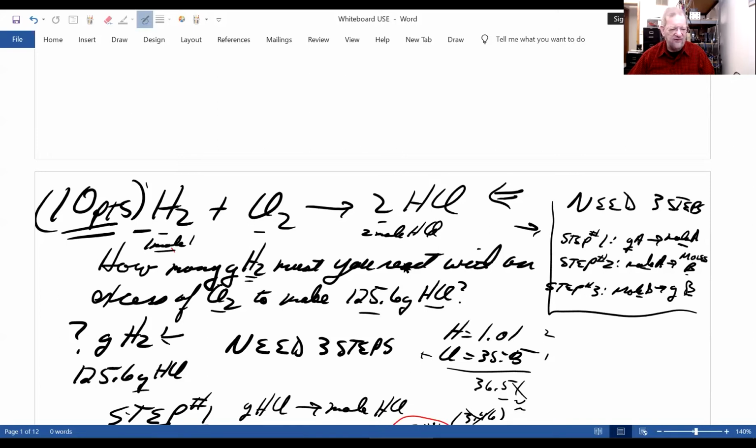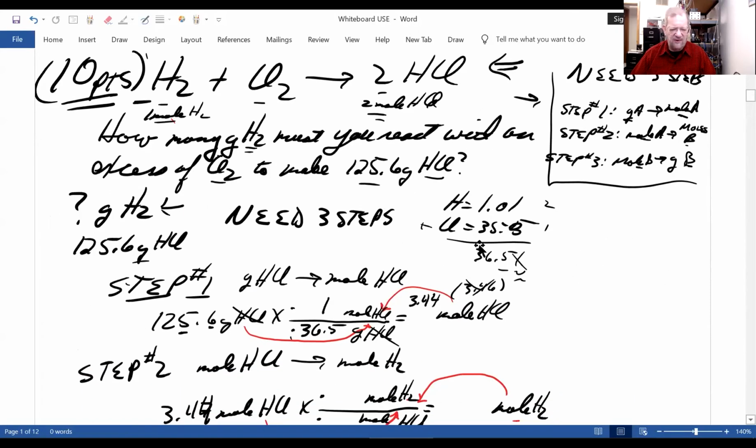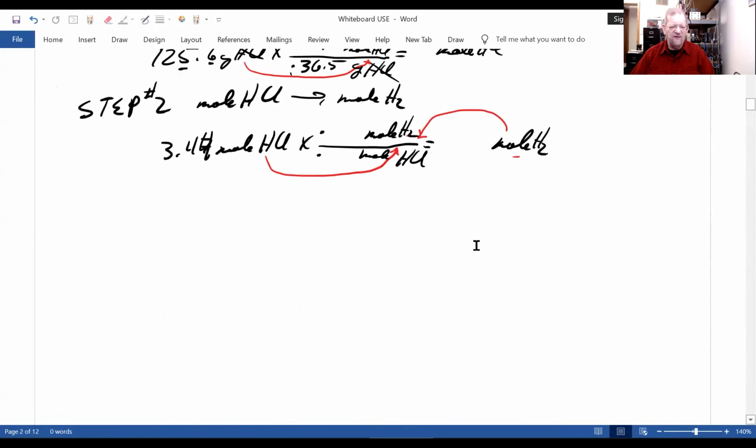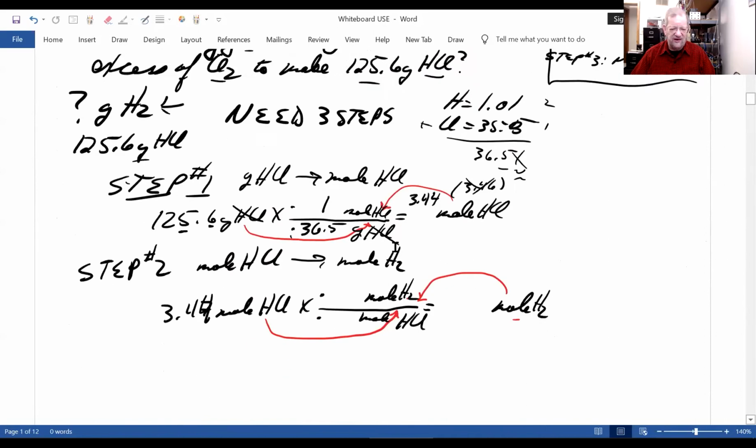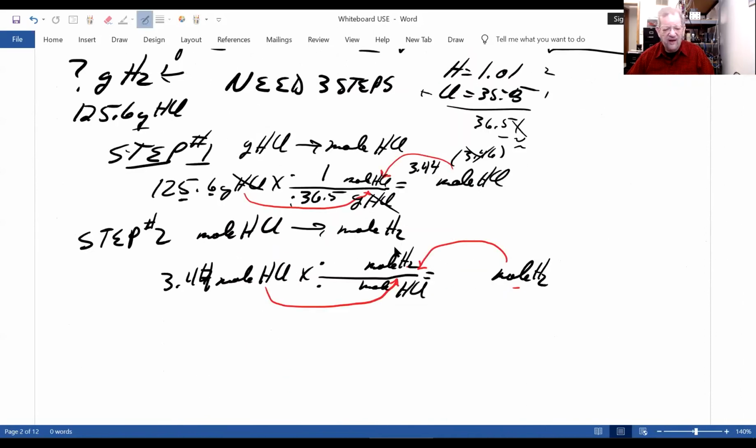That's from the coefficients of a balanced chemical equation, which gives you molar ratios. And therefore, I look again, 1 mole of hydrogen makes 2 moles of HCl. These are exact numbers. Before I go, moles of HCl divided by moles of HCl. Remember, anything divided by itself equals number 1, meaning it cancels out.